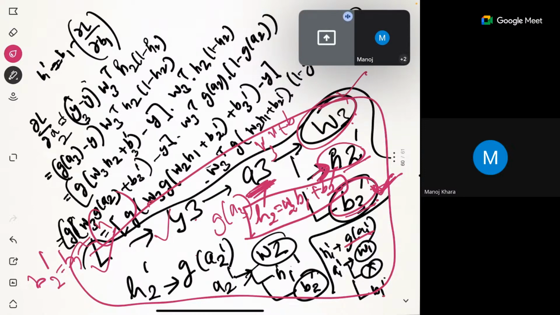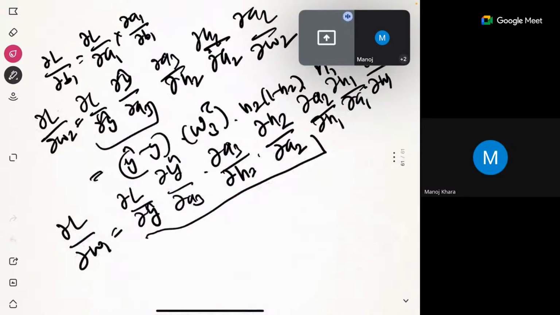On B1 prime, if I say B1 prime depends on del L by del B1, which again is the same formula, del L by del A1 and del A1 by del B1. So the point is, the moment I need to calculate del L by del A1 or del A1 by del B1, del A by del B1 is 1 again. It's very simple. This part becomes 1.